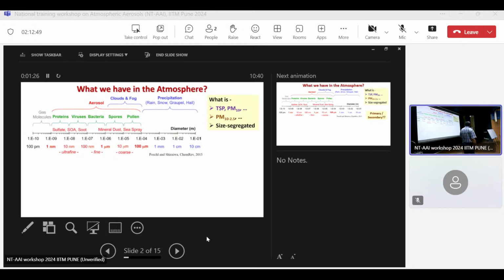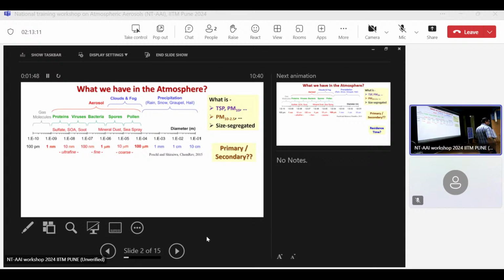Then when we say we have 10 to 2.5, what does that mean? That means we are talking about a particular size range between 2.5 to 10. And then size segregation means we are putting different things like PM1 to 2.5 and like that. Okay? Good.